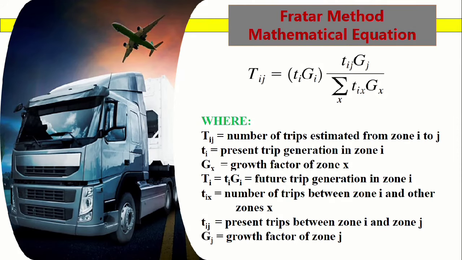Then small letter Tix is equal to the number of trips between zone I and other zone X. Then small Tij is the present trips between zone I and zone J. Then Gj is the growth factor of zone J.